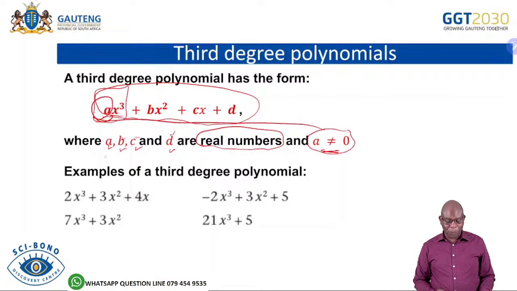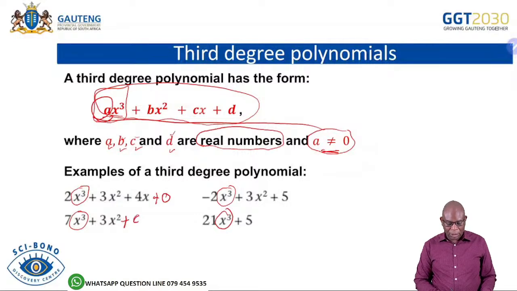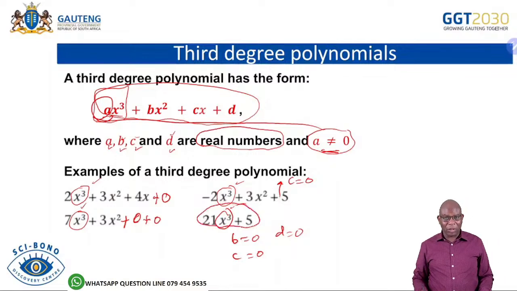Now, these are just examples of a third degree polynomial. You can see the highest power of x there is 3 in each case. In one, d is equal to 0. Here, c is 0 and d is 0. Here, b is 0, c is 0, and d is 0. That is also a third degree polynomial because x is to the power of 3, so it's cubic. The highest power of x should be 3.